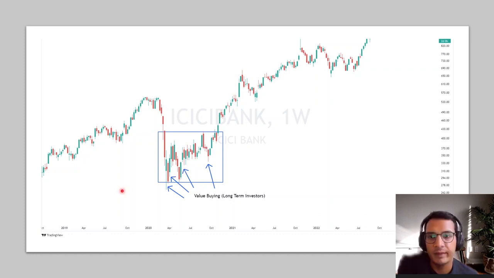So this is basically value buying which is happening in the market, and long-term investors were actually controlling the market activity over here. So if in this market you were operating as a day trader, it would have been very difficult for you to make money. Or even if you were operating as a swing trader, it would have been very difficult for you to make any money. But if you had aligned with the long-term investors who were active here, and you would have held your positions for a little bit longer time, you would have done really well.